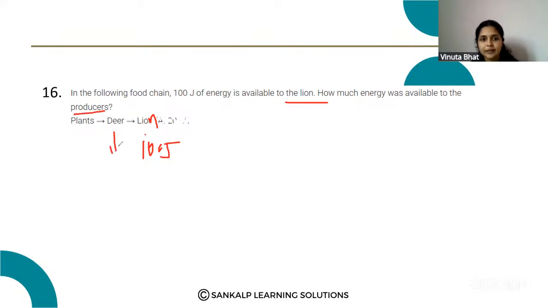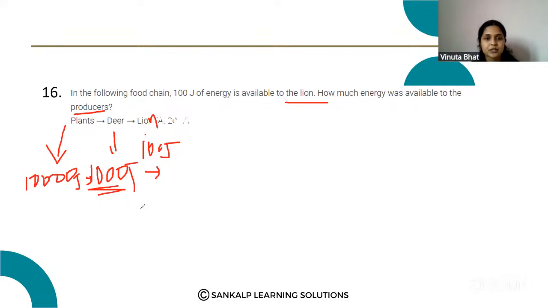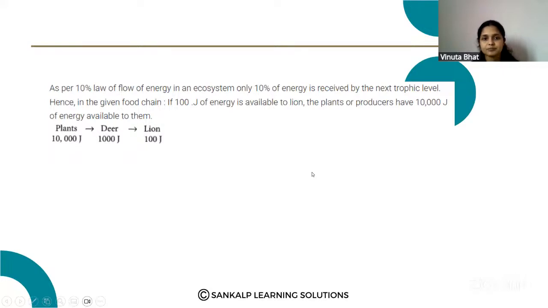So the deer have 1000 joules, because 10% of this will transfer to the next level. So these have 1000 joules. Plants have 10,000 joules. 10,000 joules is transferred to the next trophic level, that is 1000 joules. Next is the 100 joules. So that is the answer. Please note down the question.